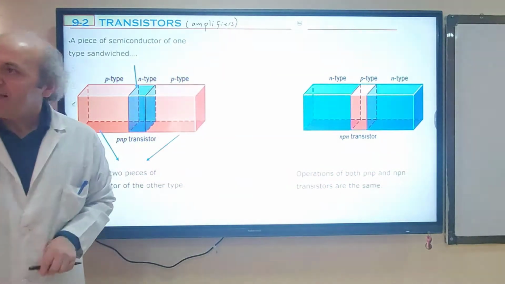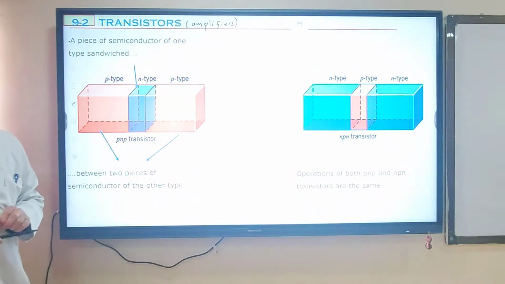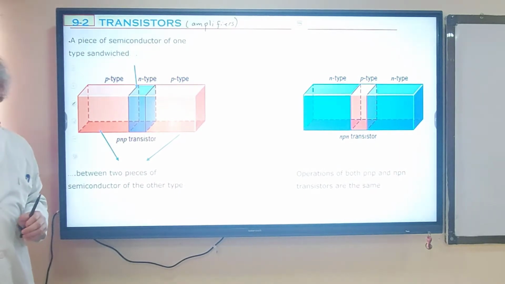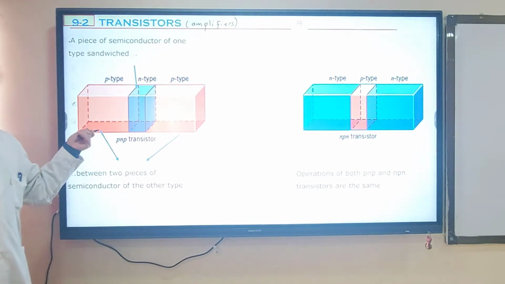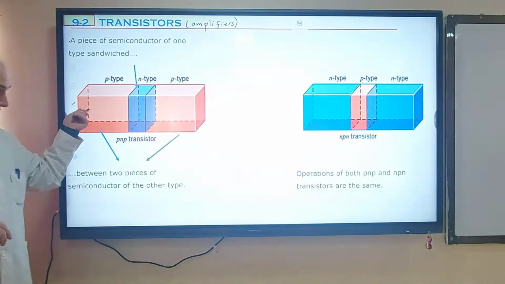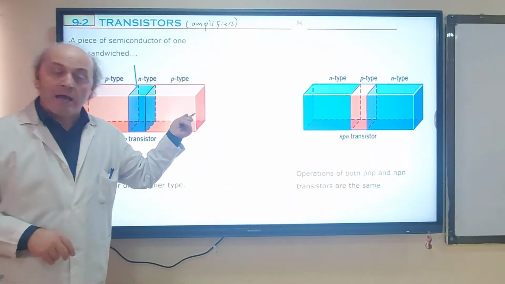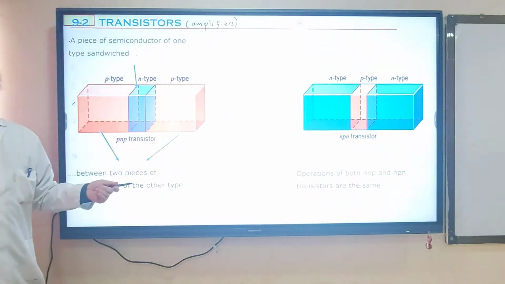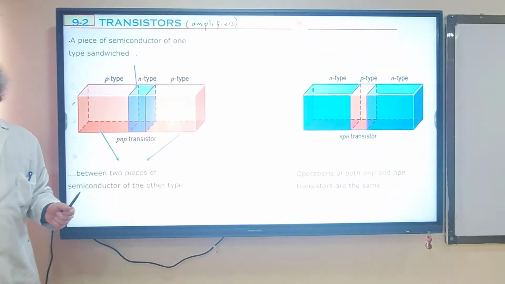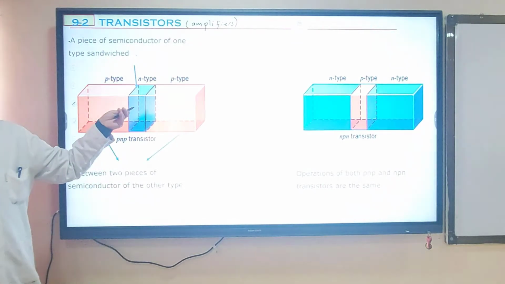We know that in P-type semiconductors, positive charges, holes, are the mobile charge carriers. Here the mobile charge carriers are holes. Here the mobile charge carriers are holes. But here, in N-type, mobile charge carriers are negative, yani electrons are mobile here.